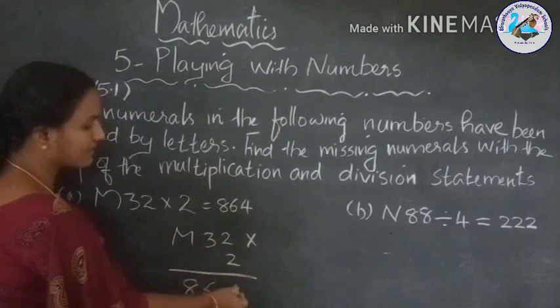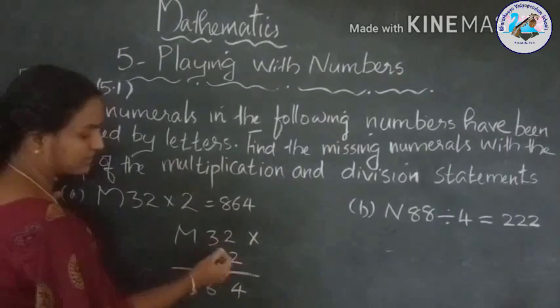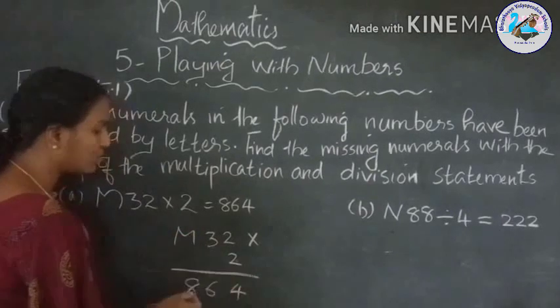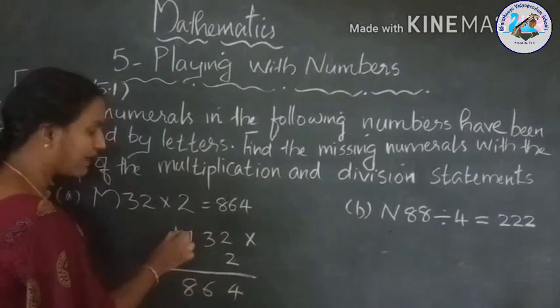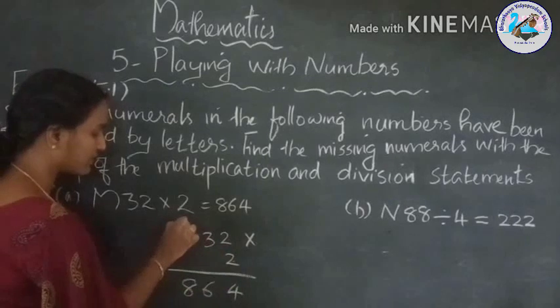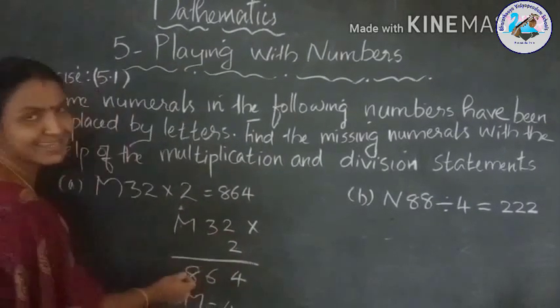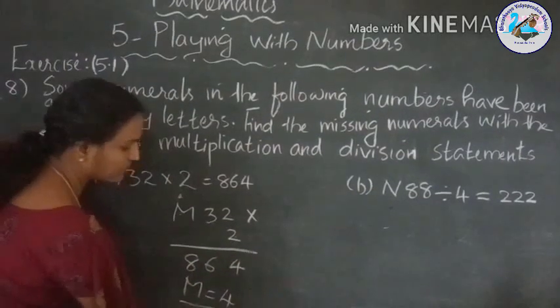2 2s are 4. 3 2s are 6. M into 2 is equal to 8. So the value of M is 4. 4 2s are 8. So M is equal to 4.